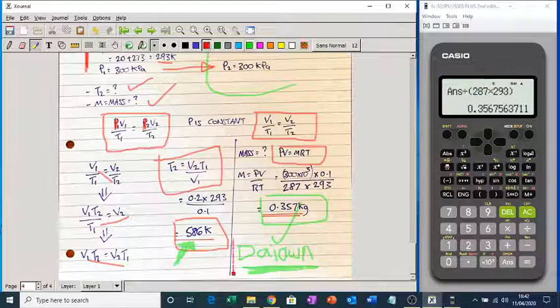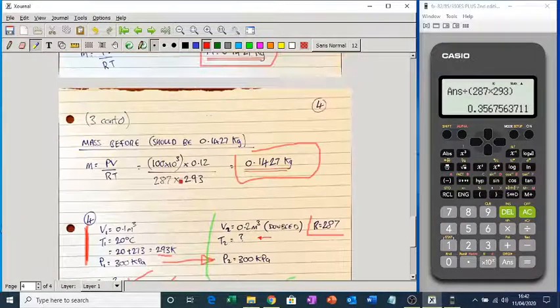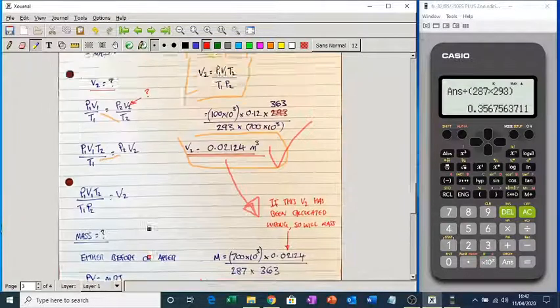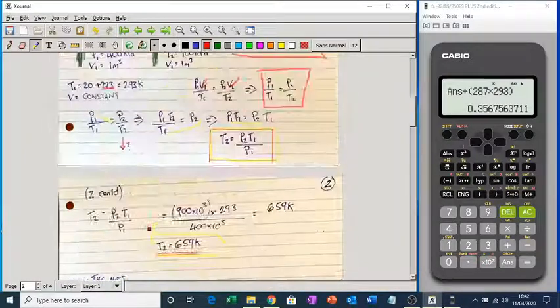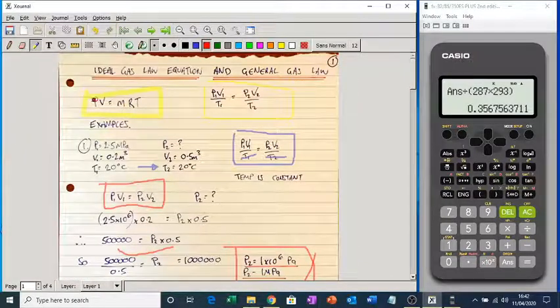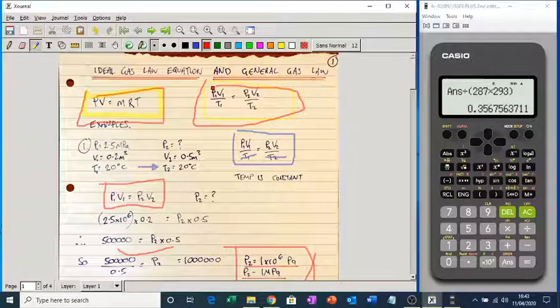So, da iawn. So questions on gas laws, the two gas laws, which you'll come across in your assignment. So, bit of practice. Any problems, let me know, and over and out.